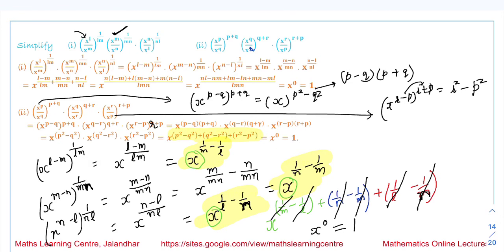All these three terms are in multiplication, so powers get added. When we add these powers, we see that p square gets cancelled with p square, r square gets cancelled with r square, and q square gets cancelled with q square. So we are left with x raised to the power 0, and x raised to the power 0 we know is 1.